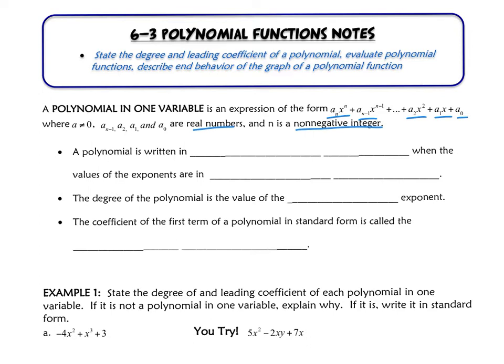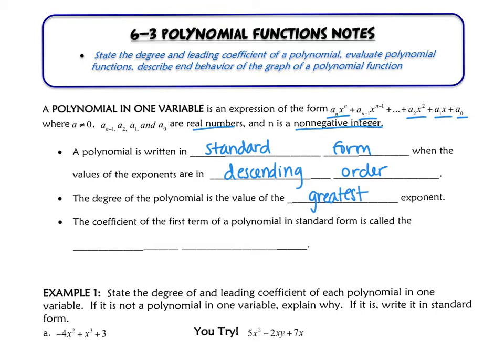A polynomial is written in standard form when the values of the exponents are in descending order. We did that with synthetic division. We made sure we always had our highest exponent first, all the way down to our lowest exponent. The degree of the polynomial, we've talked about this before, is the value of the greatest exponent.